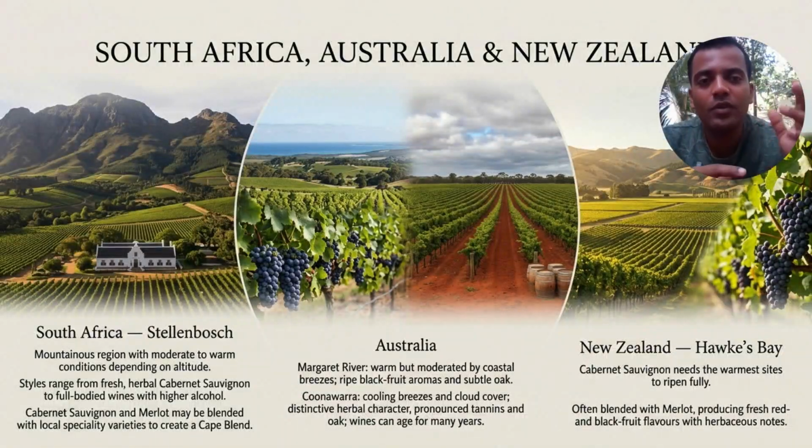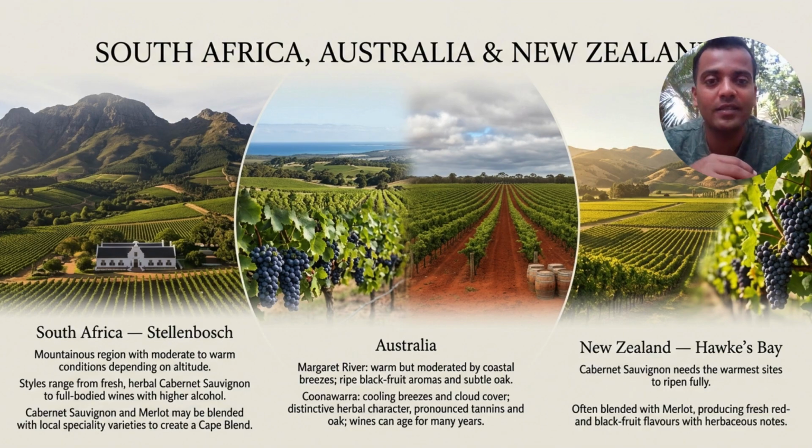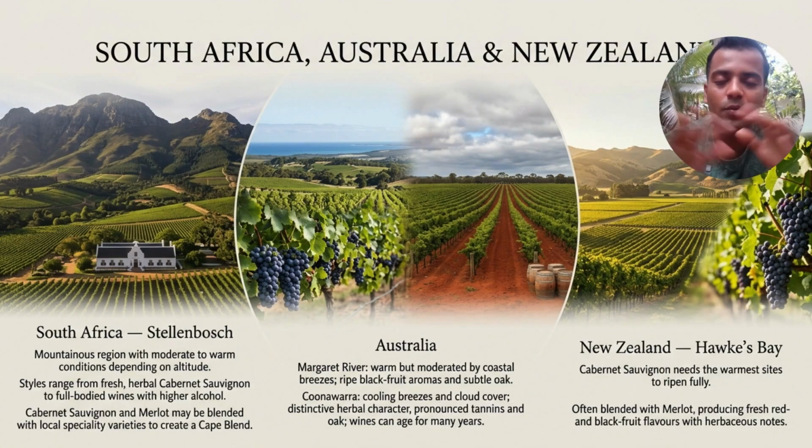Because of the cloud cover and cooling sea breezes, Coonawarra is able to produce Cabernet Sauvignon wines with a distinct identity of herbaceous flavors as well as ripe blackfruit characteristics, and these wines can age gracefully for many years in the bottle as well. So they are quite expensive, higher quality wines, and some of the most beautiful wines coming from Australia.